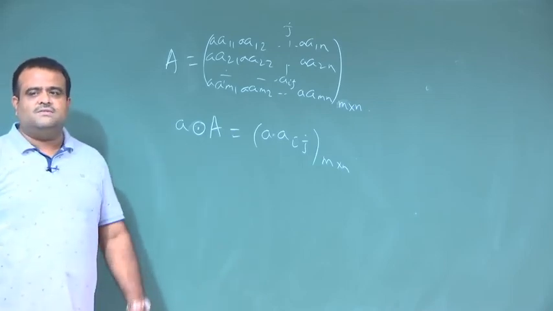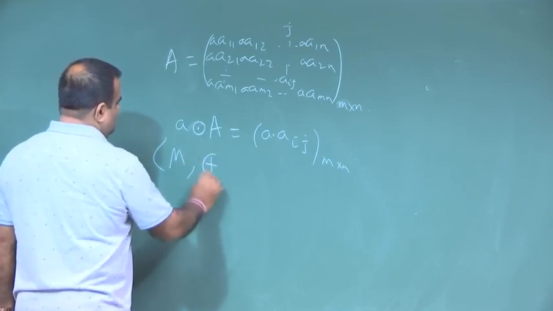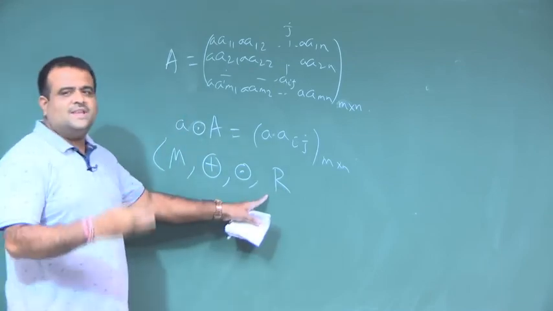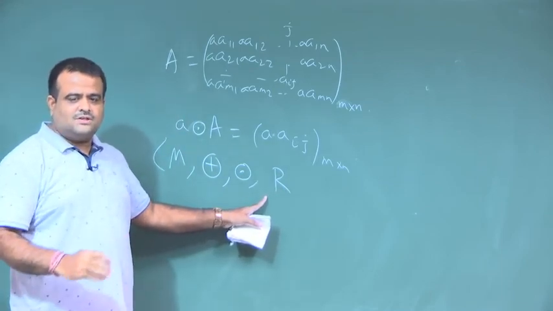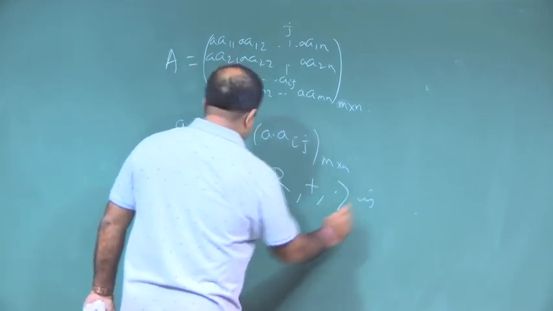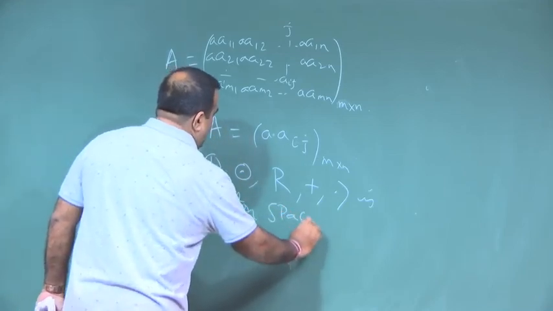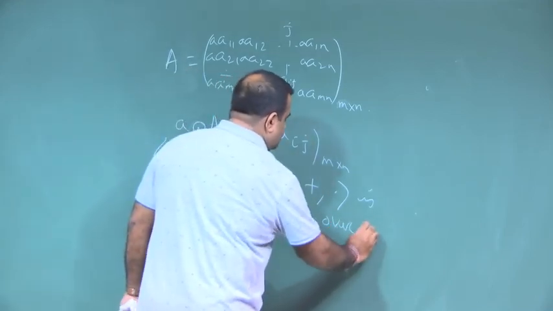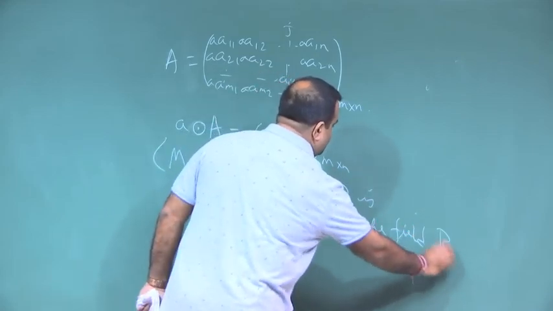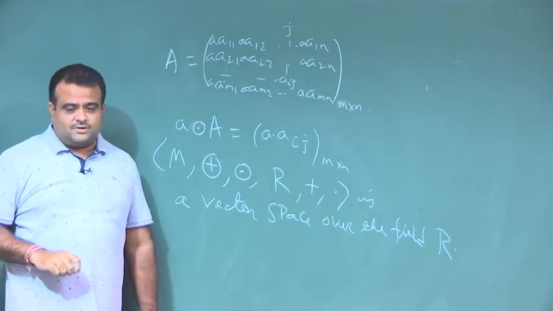Now, we can easily verify that this set of all matrices, along with this plus and this scalar multiplication, is a vector space over the field. Here we are taking the real field, but this could work out for any other field. So, this is another example of a vector space.